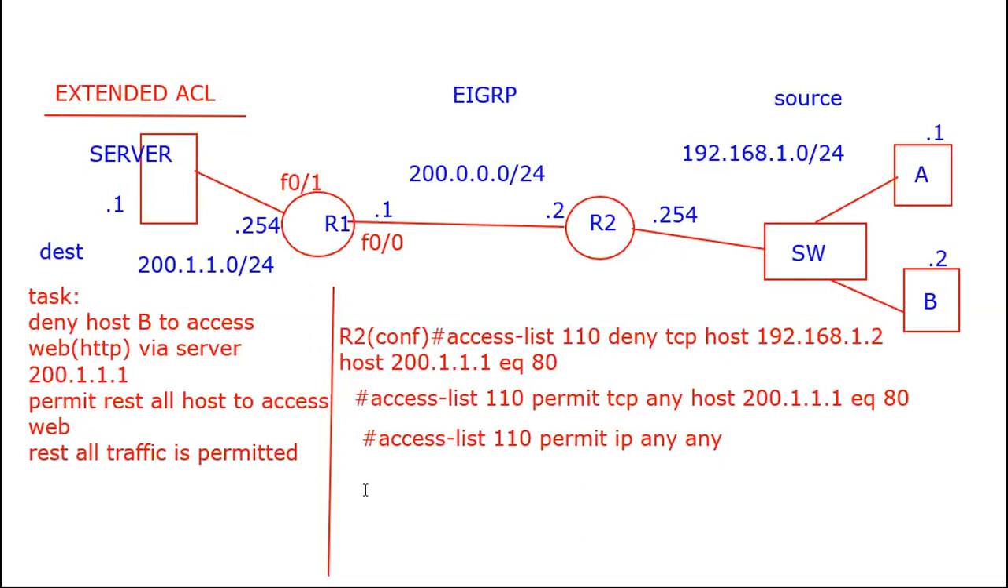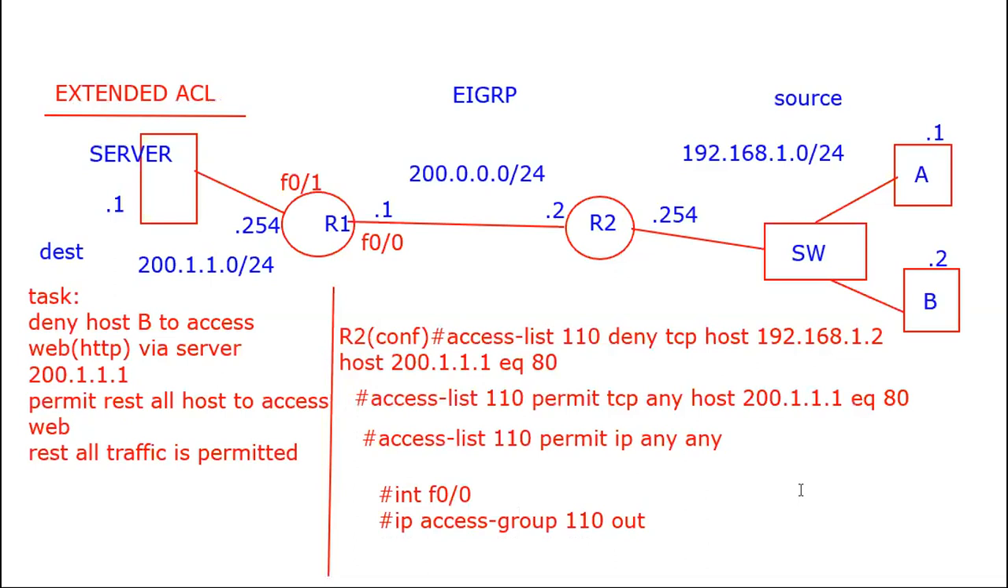Now we have to apply it on the interface, like the same we did in standard. So go to the interface, suppose FastEthernet 0/0 it is. We are applying it outbound. So IP access group 110 out. That's it. After this, just verify by show IP access list or show access list and ping.